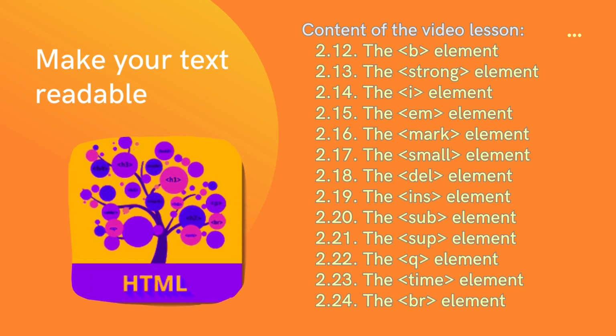Content of the video lesson. Element B is bold text. Element strong is important text. Element I is italic text. The M element is underlined text. Mark element is marked text. Element small is small text. Element del is deleted text. The ins element is inserted text. The sub element is subscript text. The sup element is superscript text. Element Q defines a short quotation. The time element specifies the date and time. The br element defines a single line break.